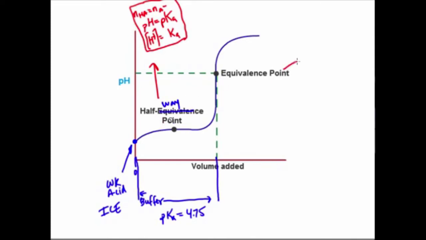Don't forget when you get to the equivalence point, what you have is hydrolysis of a salt, because your weak acid is all gone at this point. So you just have a hydrolysis of a salt. And anytime you have a weak acid titrated with a strong base, your pH is always going to be greater than 7. Okay? And then from this point on, up here, what you have is the strong base.